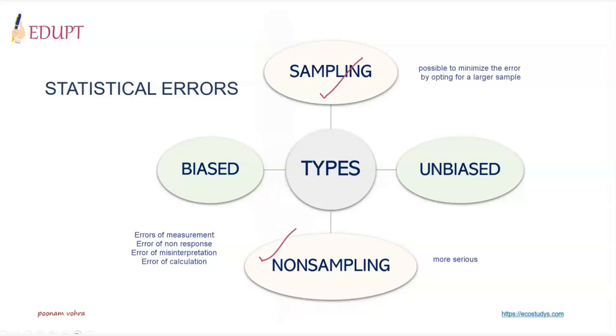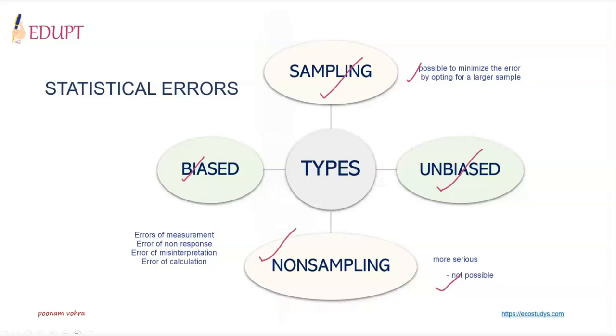It is possible to minimize the sampling error by opting for a larger sample, whereas it is not possible for a non-sampling error. Then biased errors arise on account of some biases by the investigator, by the informants, or instrument of counting or by measurement, whereas unbiased errors may occur by chance and not due to any bias.